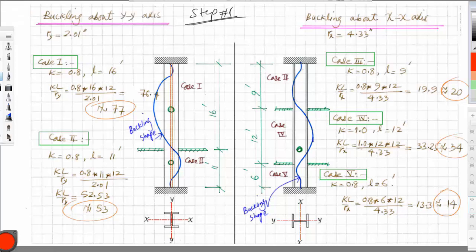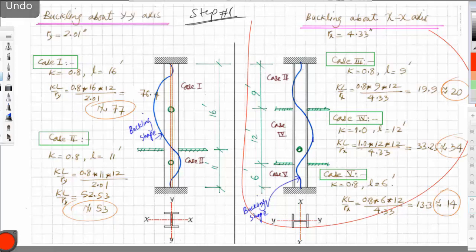Now for case number 2, this being hinge and fixed, so the k value is equal to 0.8. The length is this length, which is 11 feet. So apply again the KL over Ry. The K is 0.8. The length is 11 feet. And you need to convert into inches, multiply by 12. Divide by 2.01. The answer is 52.53. And we round them up to 53. So I have two values here, 77 and 53.